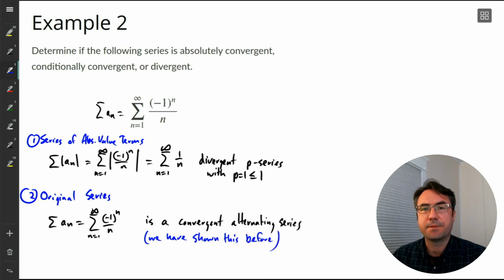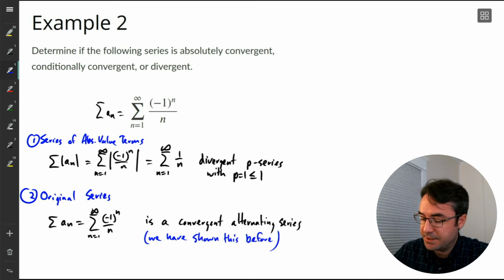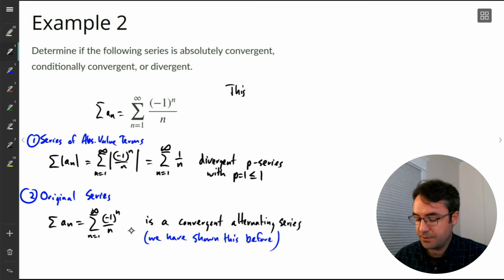All right, so what do we have here? We showed that the series of absolute value terms was a divergent p series, but we've shown that our original series is a convergent alternating series, and we use the alternating series test for that. So what do we have? We have this sigma absolute value an divergent, sigma an convergent. So what this means is our original series, we know it's convergent, but we also say it's conditionally convergent.